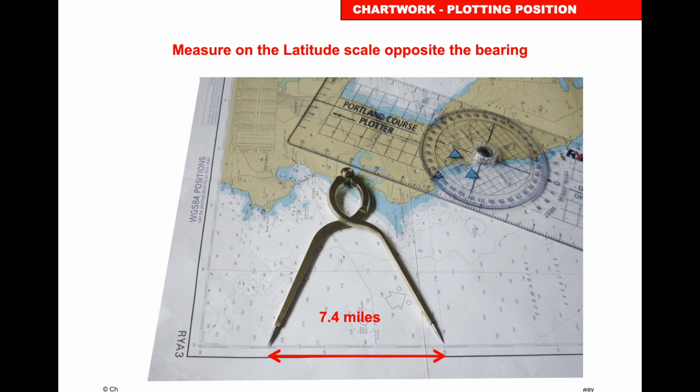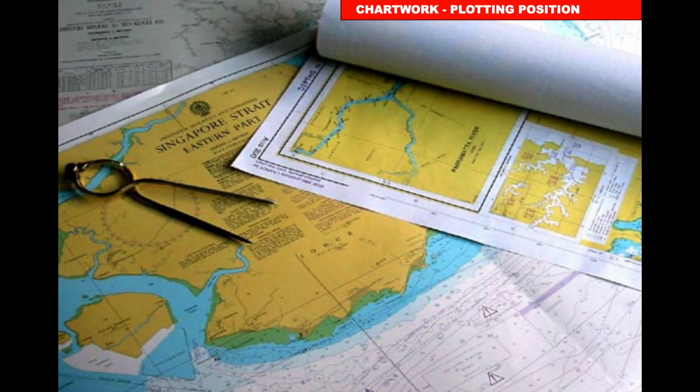And then put your dividers on the side of the chart and measure the distance. So here it's on 20, and you count 1, 2, 3, 4, 5, 6, 7, 0.2, 0.4, and it gives us 7.4 miles. So that is bearing and distance.